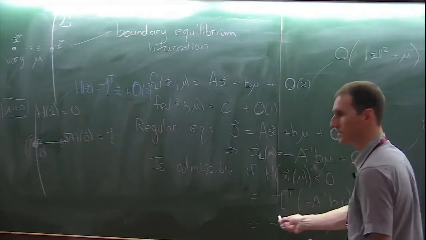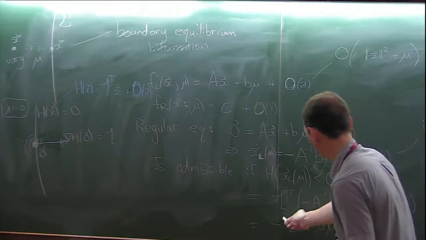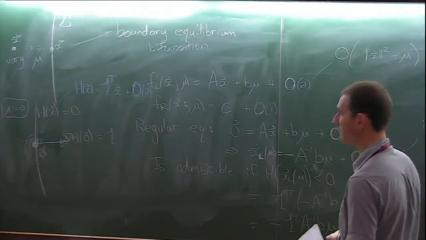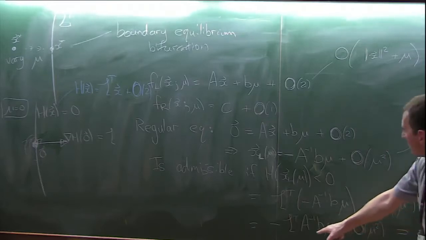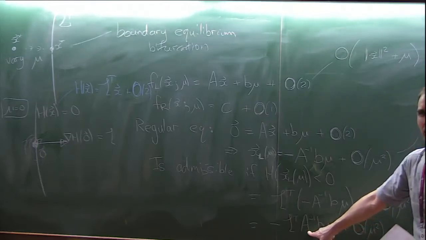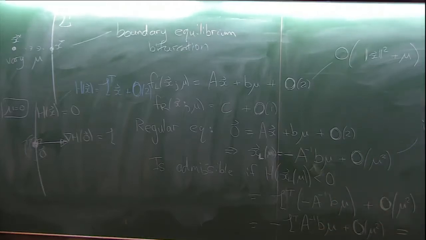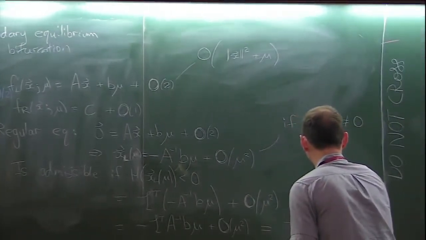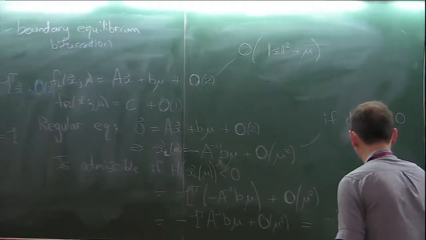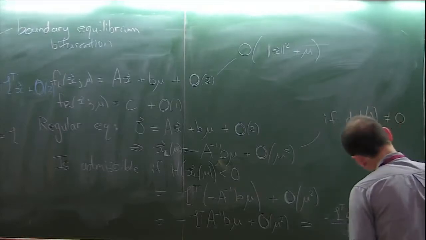Okay, so this tells us the quantity we need to look at is zeta transpose A inverse B. That thing is going to tell us for what values of mu it's admissible or virtual. However, before I do that, I'm going to write A inverse as the adjugate divided by the determinant. I'll say what I mean by that in a moment.